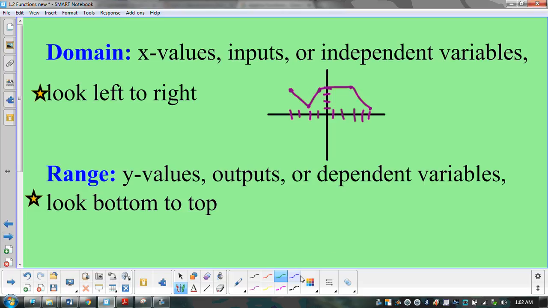Because they are the x values, when we look at the graph, we look at the x-axis from left to right. The range is your y values. Those are also called your outputs or your dependent variables. When you're asked to give the range from a graph, you want to look from bottom to top. That is how the orders of the numbers increase on the y-line. They get bigger and bigger as you go up from bottom to top. Take a moment to copy those definitions and examples down.